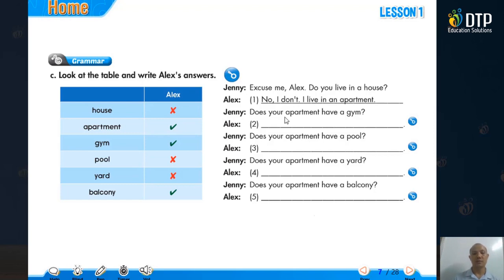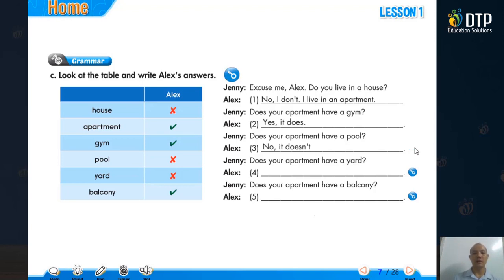Chúng ta cùng làm câu tiếp theo. Does your apartment have a gym? Look at this one. Yes or no? Yes. So you will say yes, it does, or yes, it don't, or yes, it do? Yes, it does. Next one. Does your apartment have a pool? A pool, dấu gạch chéo, mình trả lời là yes or no? No. So you would say, no, it don't, or no, it doesn't? What do you choose?